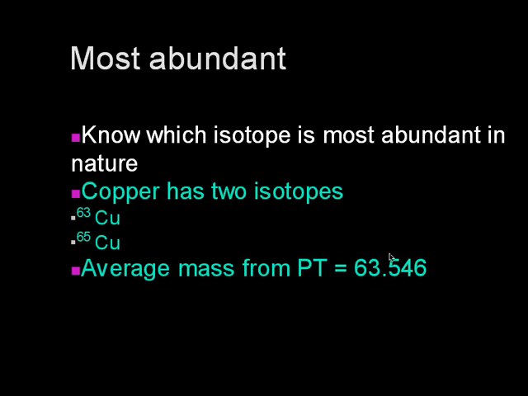Well, this value seems to be closest to 63. That would make the copper 63 the most abundant. If they were equal, then our values would be out around 64, right? But in this case, there's more 63s than there are 65s. So our average ends up to be around 63, closer to 63 than 64 or 65. All right.